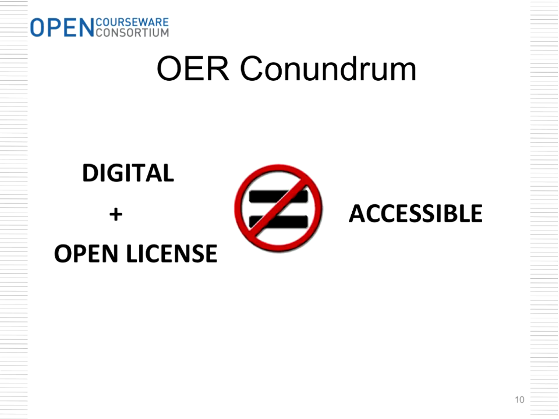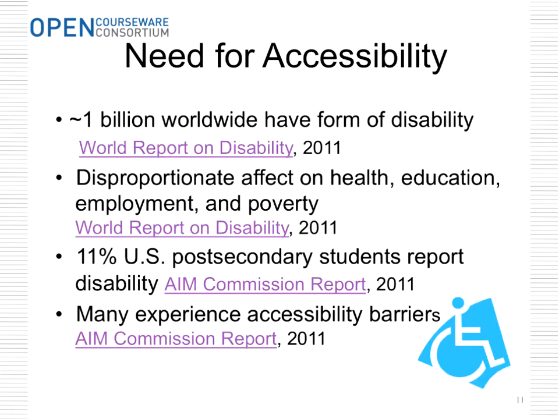But in fact, we find that a digital resource plus an open license doesn't guarantee accessibility. It certainly makes it possible, but in working in this area, we realize that curriculum developers, faculty, staff, and students all need to be aware of what it takes to make digital resources accessible.